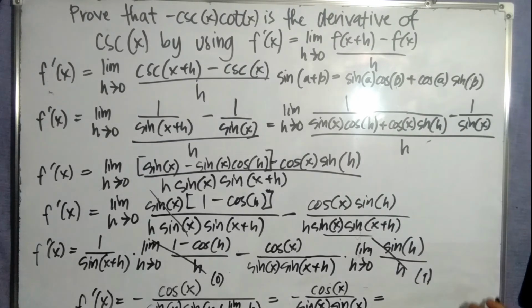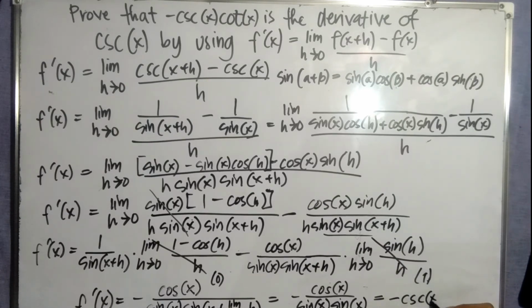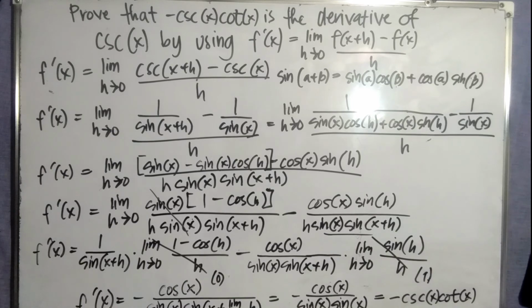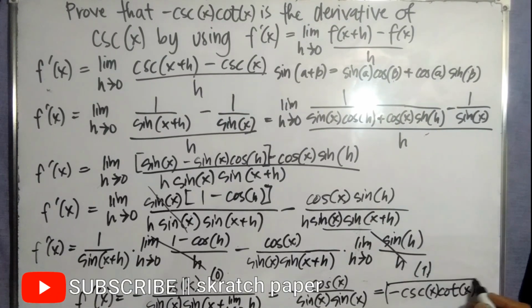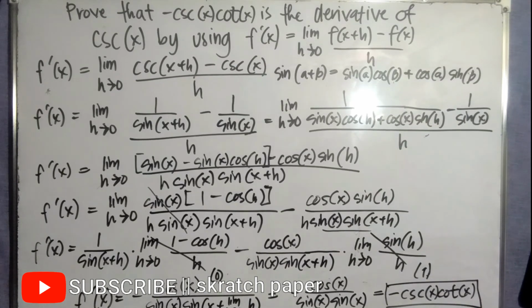So, by applying the trigonometric identity, we obtain negative cosecant x because 1 over sine yan, di ba? Then, times cotangent x kasi cosine x divided by sine x is equal to cotangent x. So, ayun. Yun yung prove ng derivative ng cosecant x, which is negative cosecant x times cotangent x.